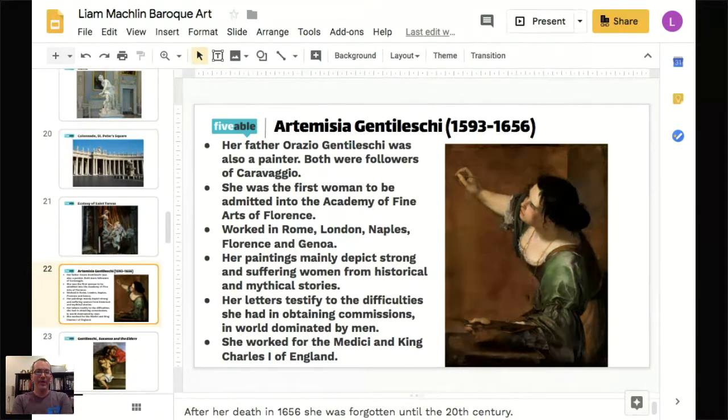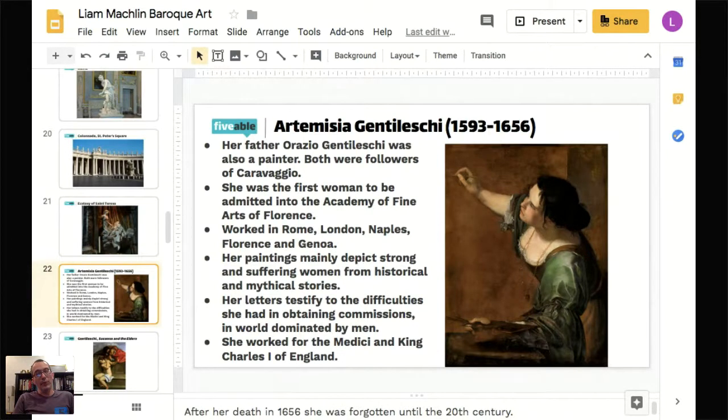From letters that she wrote, we really see the difficulties that she had in working to achieve commissions for her work, and the competition. She basically depicts the hardship of being a woman during this time to create art, and she eventually suffered tremendously for her art. We're going to talk in a second about how she was raped by one of the tutors that she had, a very famous painter her dad hired to teach her how to paint, and that really traumatized the rest of her life.